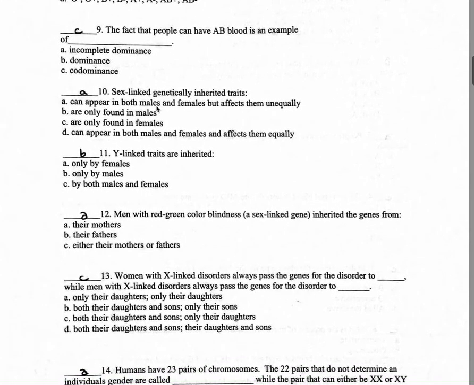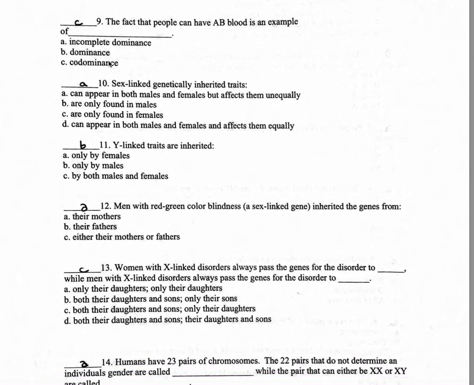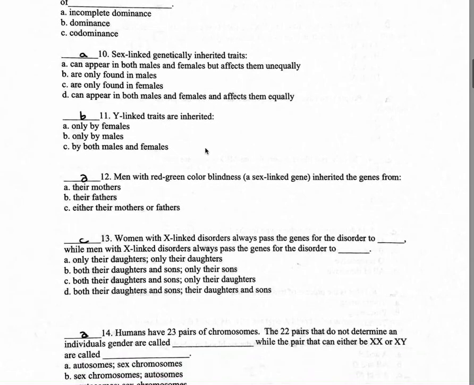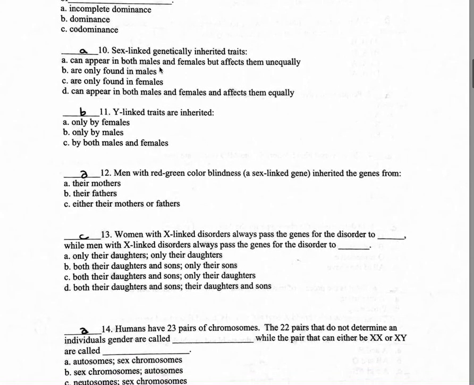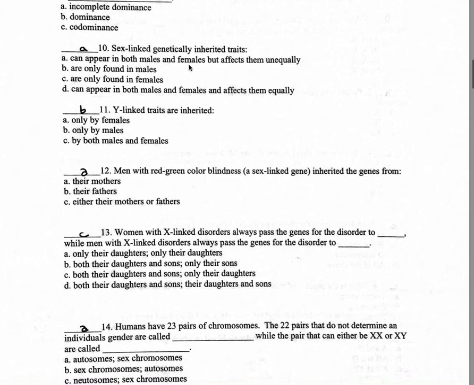The fact that people can have AB blood is an example of codominance. So codominance, you see both alleles, you see the A and the B. In incomplete dominance, it's a blend of the two. Sex-linked genetically inherited traits can appear in both males and females, but affect them unequally. So males, it affects them more. You'll see more males that are affected and fewer females.